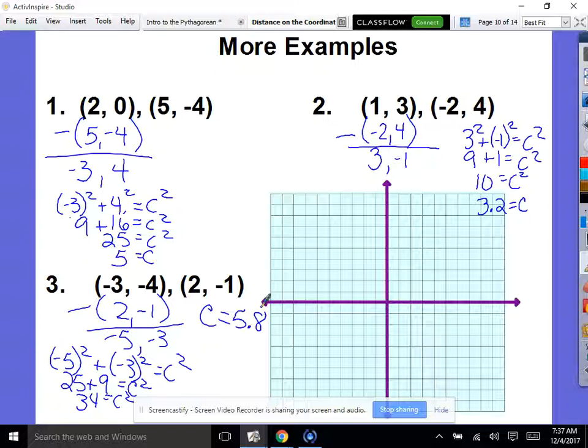And if you will notice, since every one of these sides ends up being a positive number when we square it, you can actually make these positive. And it will be the same thing because negative 5 squared is the same thing as positive 5 squared. So once you get to that point, you can make those positive if it makes it easier for you.